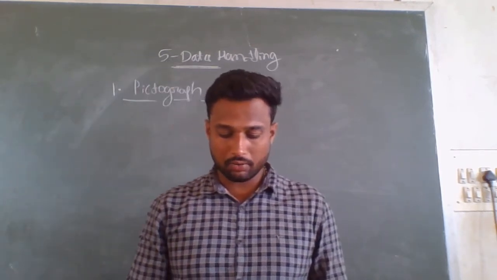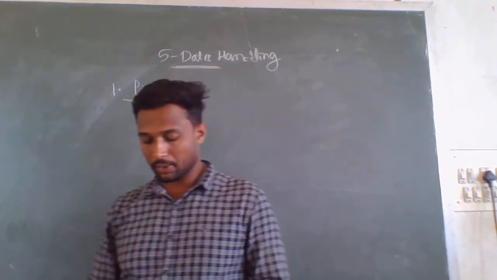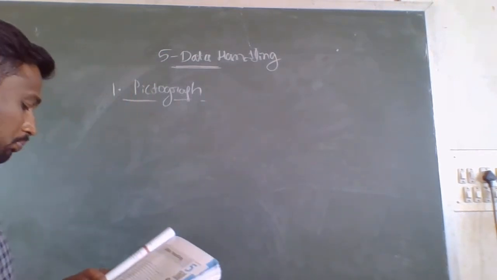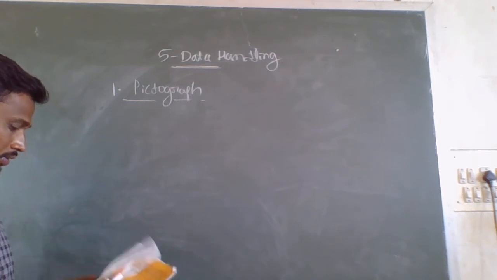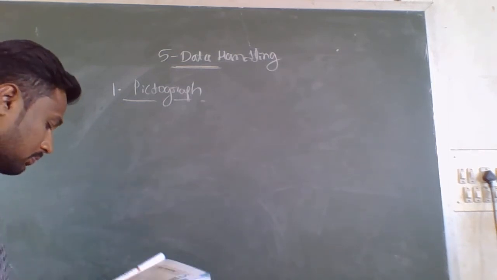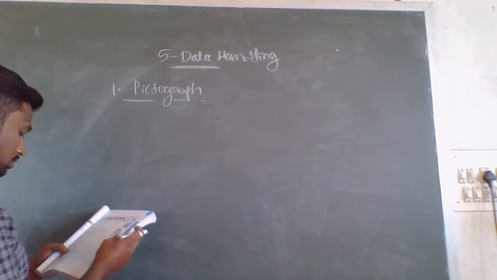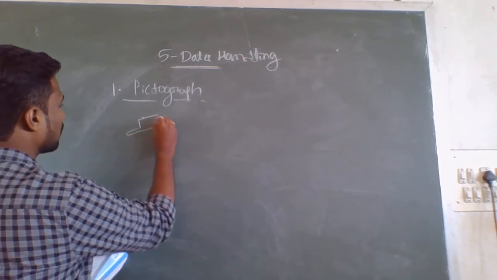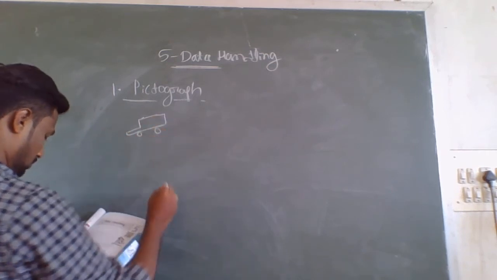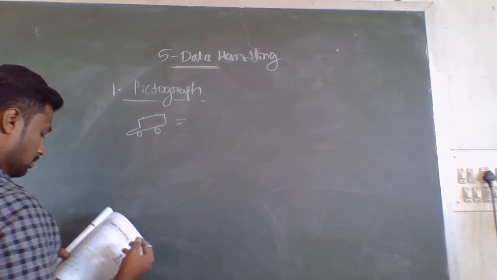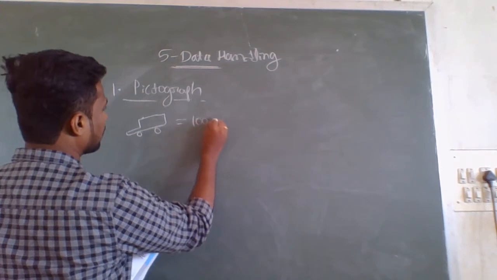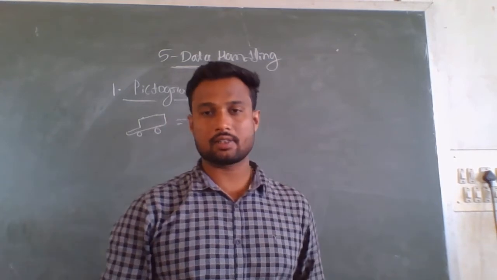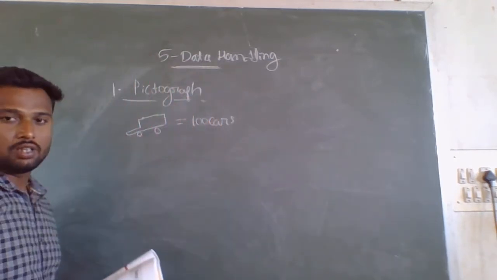Pictorial representation of data using symbols. So here you will represent data using symbols. Suppose for example here in textbook page number 69, what is given? One car, one picture of car represents 100 cars. One symbol stands for 100 cars.